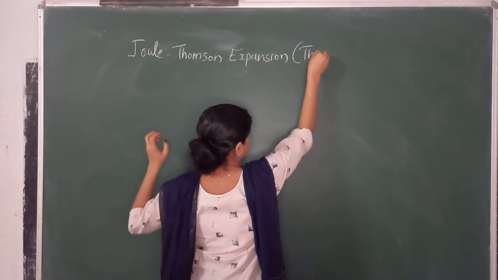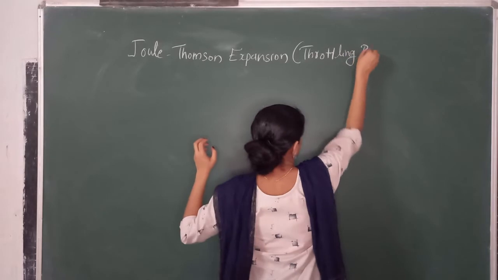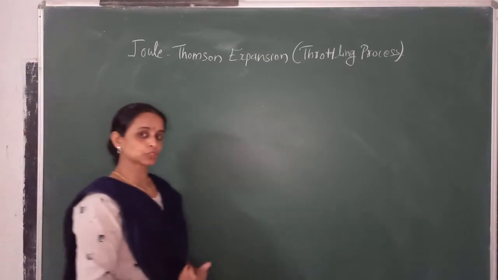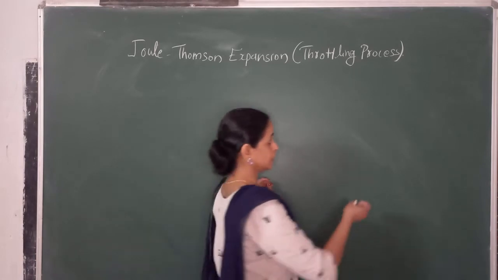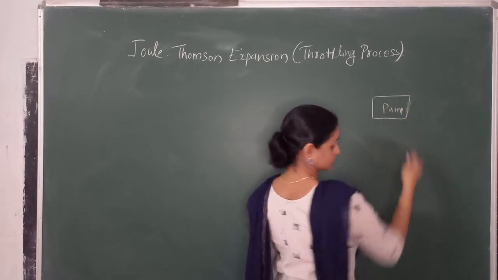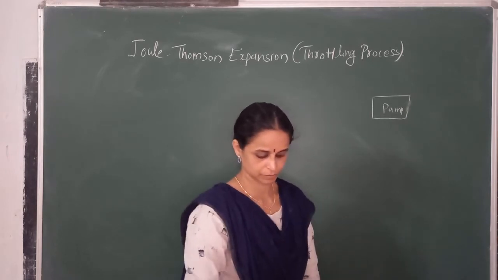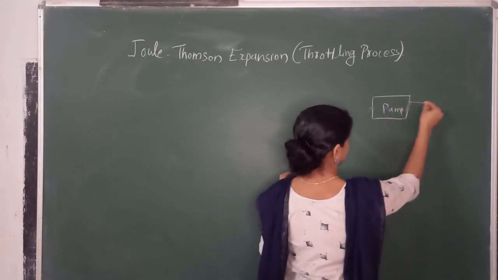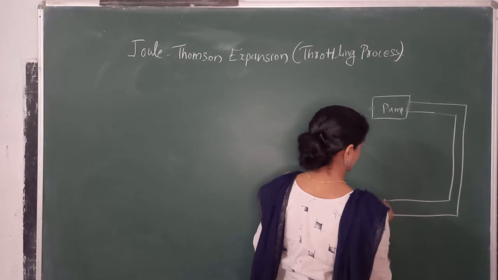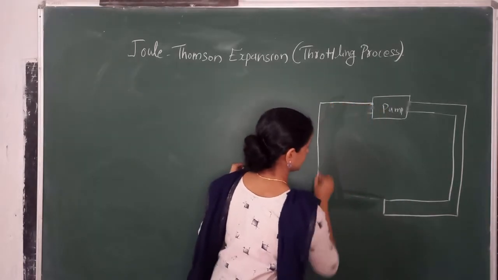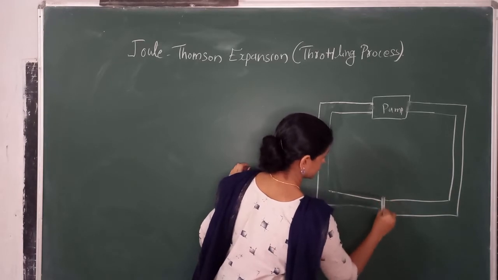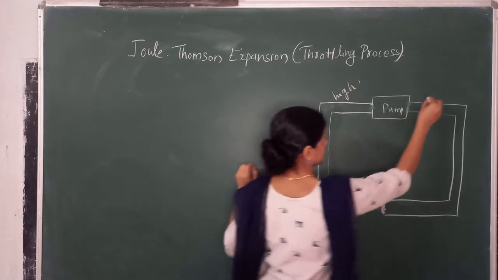Or throttling process is also known as the porous plug experiment. For continuous Joule-Thomson expansion, we can actually use a pump. Here this is a pump. One side of the pump is a low pressure region. This is a high pressure side, and here we have the porous plug. This is the high pressure side, and this is the low pressure side.